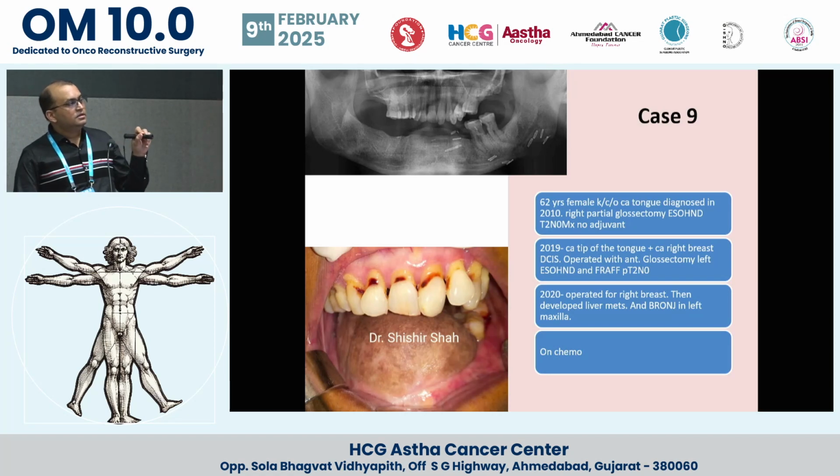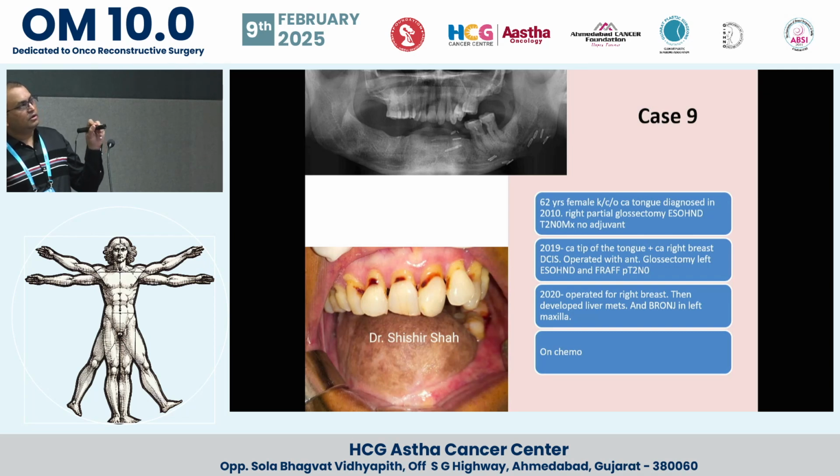Another case, she is a hero lady, fighter. She got operated so many times since 2010. First, she was diagnosed with CA tongue. Total primary closure was done, no flap was used. Second time in 2019, she developed CA tip of the tongue, and she got CA breast also. We operated her again, and the total tongue was replaced with total glossectomy, replaced with radial forearm flap. No sulcus is left, but she was hell bent that I want teeth, I want to chew properly.